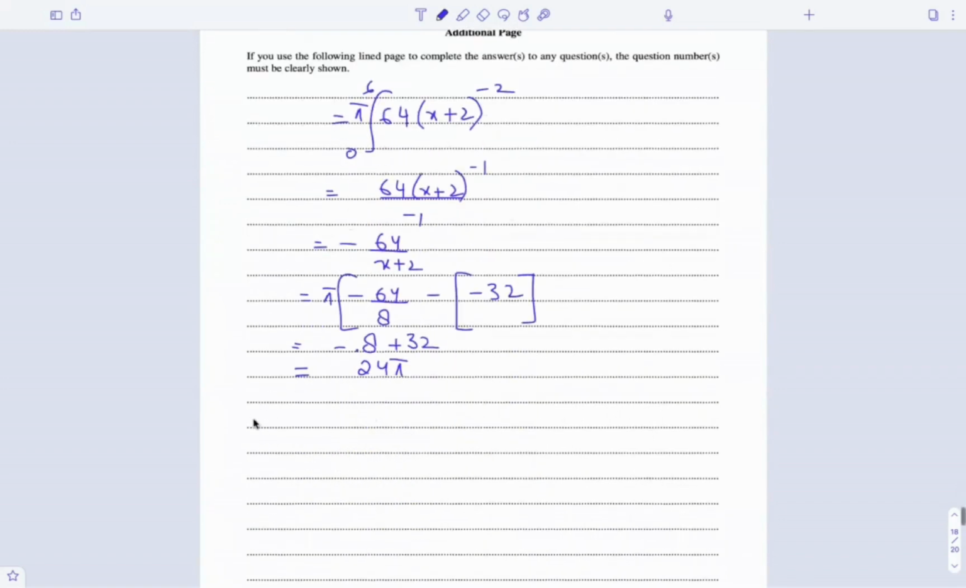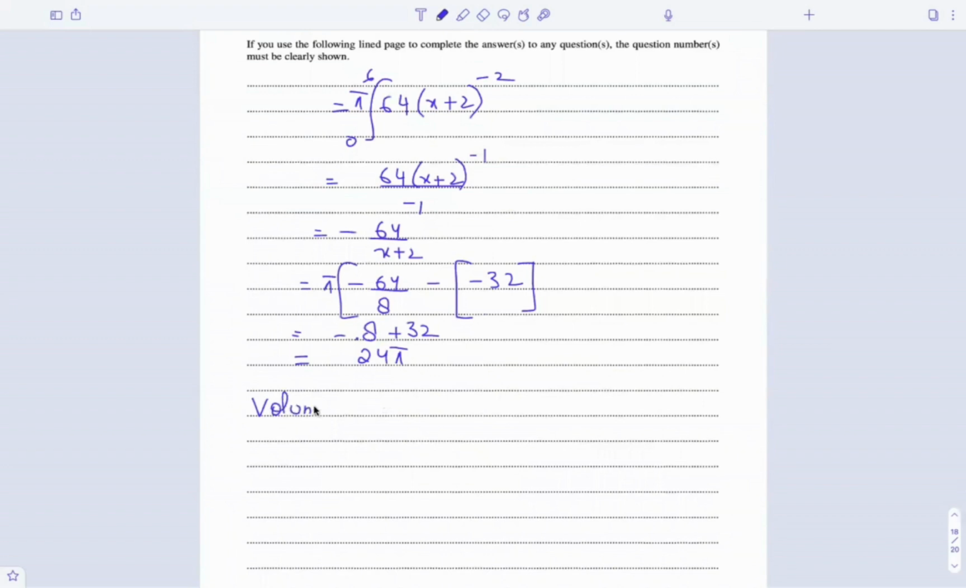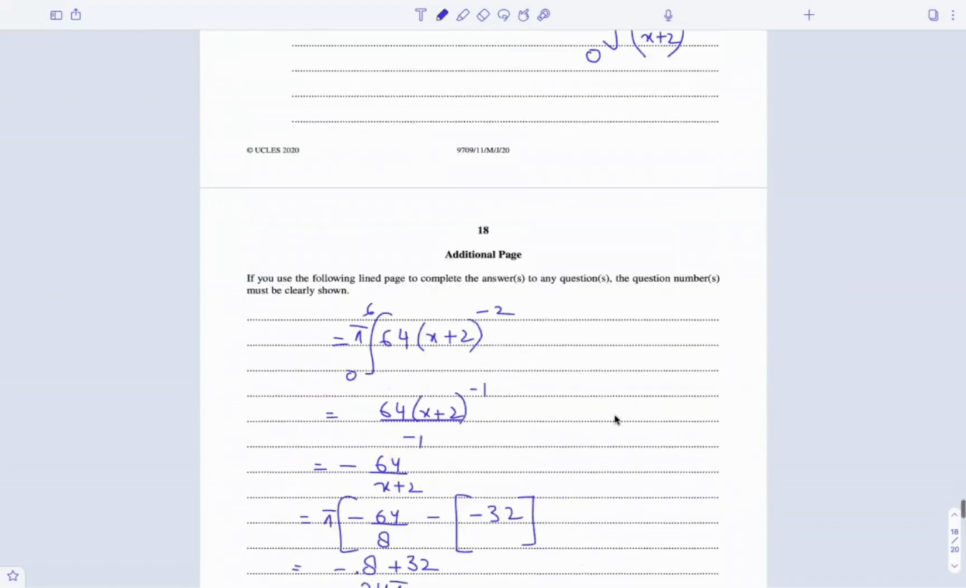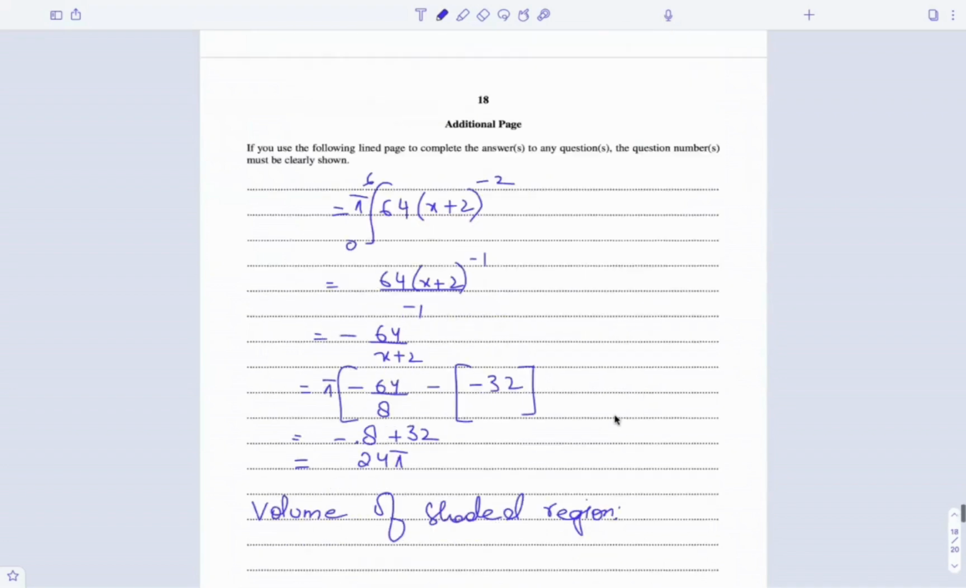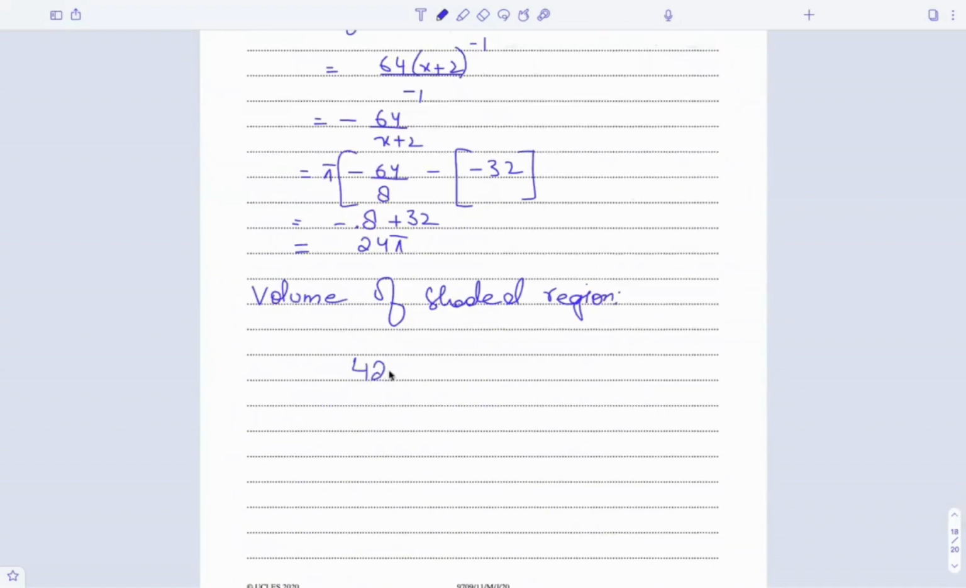So for the volume of the shaded region, we will take the volume under the line, which was 42 pi, minus the volume under the curve, which is 24 pi. So 42 pi minus 24 pi becomes 18 pi, which is the volume of the shaded region.